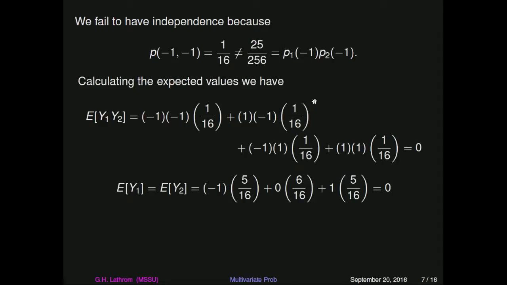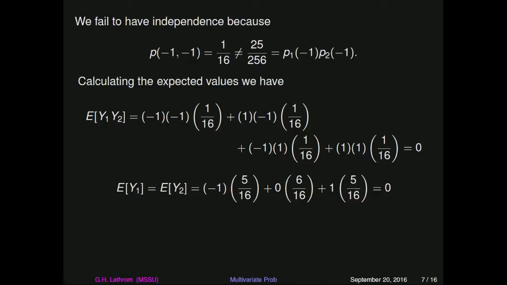Well, let's calculate the covariance of those things. If we look at the expected value of the product y sub 1 y sub 2, looking at all possible values, if we make that calculation, we see sure enough that we get an expected value of 0. And if we look at the expected values for each individual variable, the expected value of y sub 1 and the expected value of y sub 2, remember, these are computed with respect to the marginal distributions that we have, and sure enough, they end up with an expected value of 0 as well.